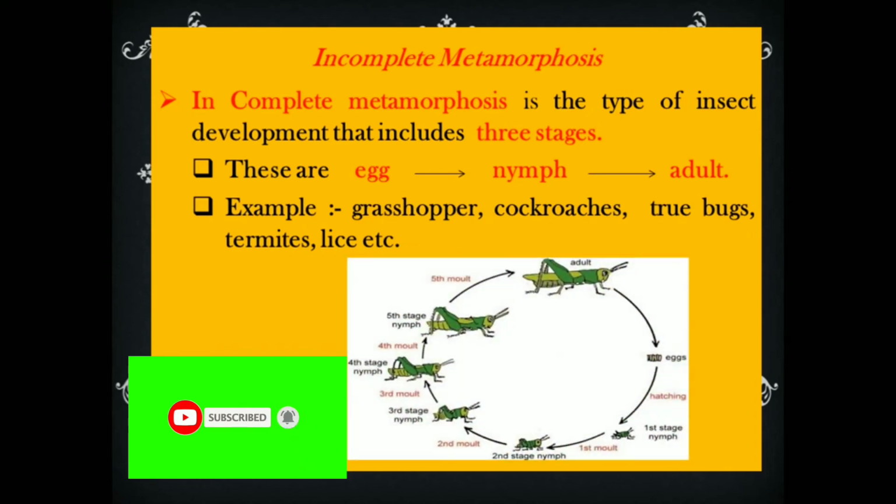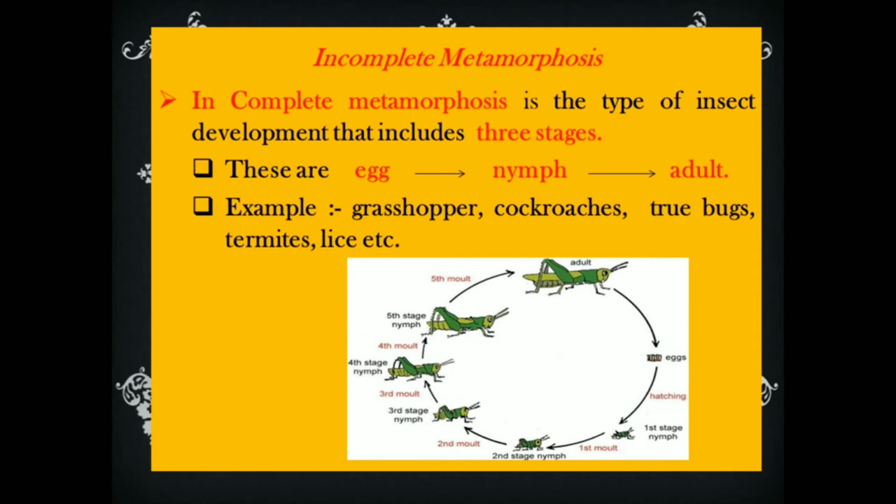So here we can see a clear picture cycle of incomplete metamorphosis. Incomplete metamorphosis is completely different from complete metamorphosis. Of course, such type of metamorphosis has 3 stages. This is also one difference from complete metamorphosis, because complete metamorphosis has 4 stages. But incomplete metamorphosis has 3 stages.